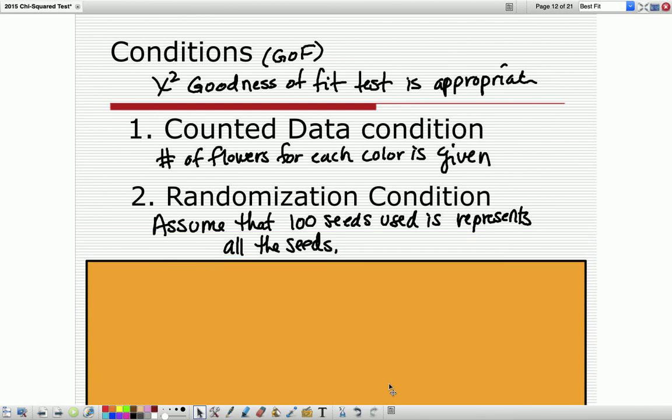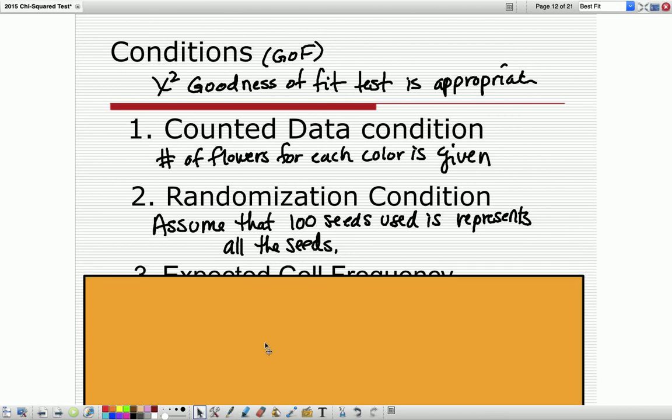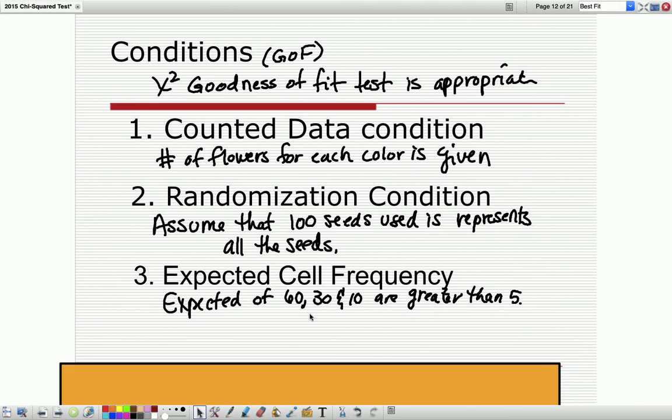Assume that the 100 seeds used represent all the seeds, because we're just assuming that it's random. We're assuming that they can represent all the seeds because, I mean, it's flower seeds. I'm assuming that they're just random in the package. Expected cells: the 60, the 30, and the 10 are greater than 5. You do have to state the expected, so tell me what the expecteds are. If you did use a chart, you're more than welcome to write "see chart" if you put them in the chart already. But you do need to show somewhere what the expected values are, whether it be here or in that chart.